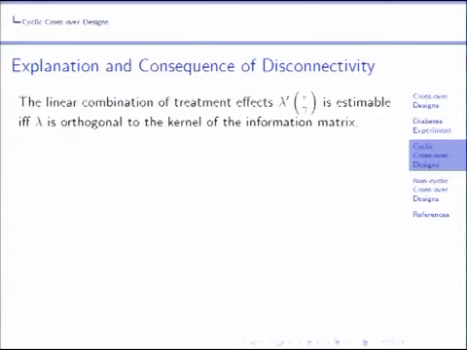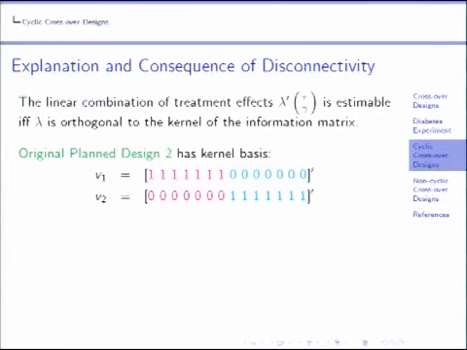any linear combination of treatment effects, and there I've written it as lambda dash tau gamma. Remember, tau is a vector of direct treatment effects and gamma is a vector of first order carryover treatment effects. Any linear combination like that is going to be estimable as long as lambda is orthogonal to all vectors in the kernel of the information matrix. So in this case, my information matrix is going to be a 16 by 16 matrix because I've got 8 direct effects and 8 first order carryover effects.